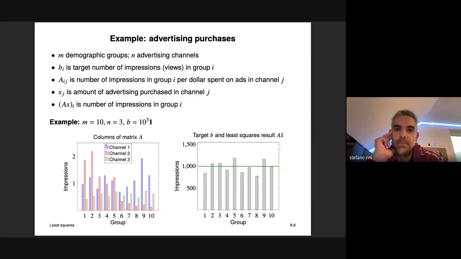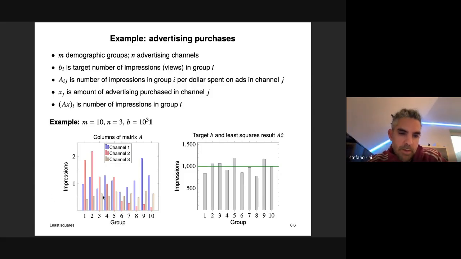p_i is the target number of views of a certain group i. A_ij is the number of impressions of group i per dollar spent on the ads on channel j. And x_j is the amount of advertising purchased on channel j. And so this is the setting of Ax equal to b, right? So what you're looking for is the optimal value of x, which is what you can decide, which is the amount of advertisement that you want to purchase.